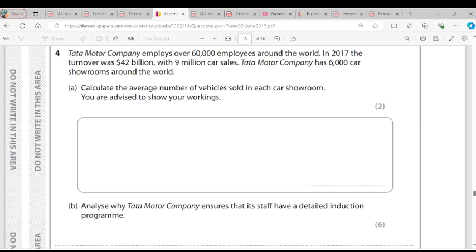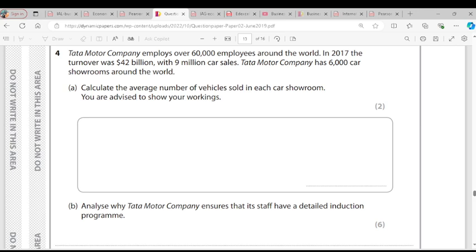Question 4. Tata Motor Company employs over 60,000 employees around the world. In 2017, the turnover was $42 billion with 9 million car sales. Tata Motor Company has 6,000 car showrooms around the world. Calculate the average number of vehicles sold in each car showroom. You are advised to show your working.